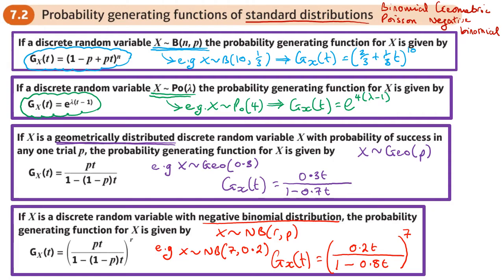Now, with all of them, just like before, when t is 1, we get 1. The sum of the probabilities is 1, just like before.